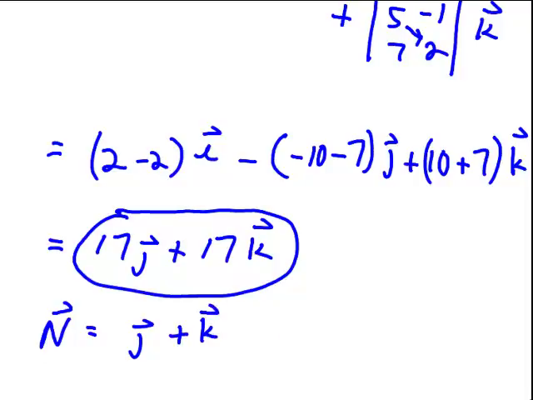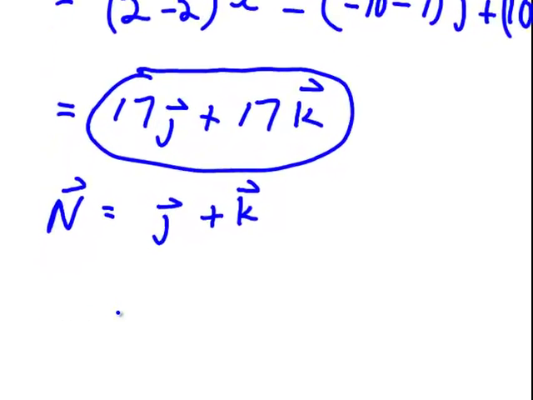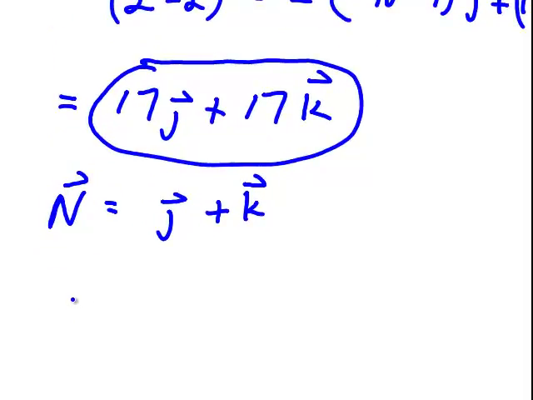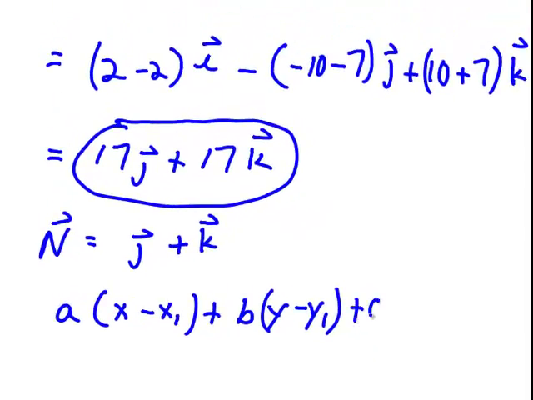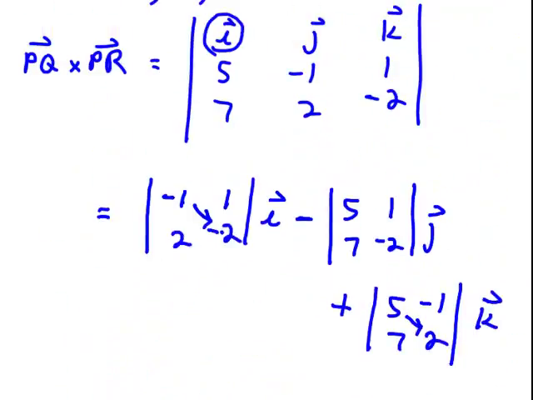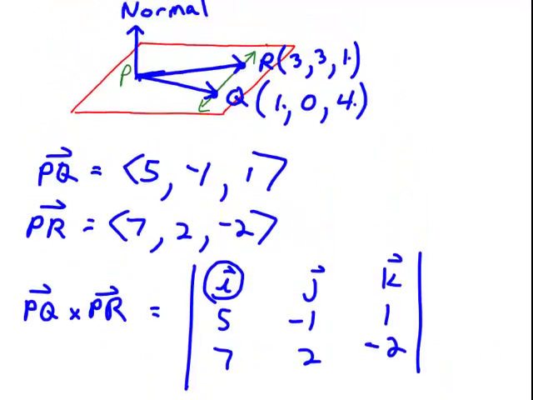And then remember, the general equation of the plane is a times x minus x1 plus b times y minus y1 plus c times z minus z1 equals 0, where a, b, and c are the components of your normal vector, so that's going to be 0, 1, 1, and x1, y1, z1 is a point on the plane. You can just take the given point or any other point we found. The given point is negative 4, 1, 3.